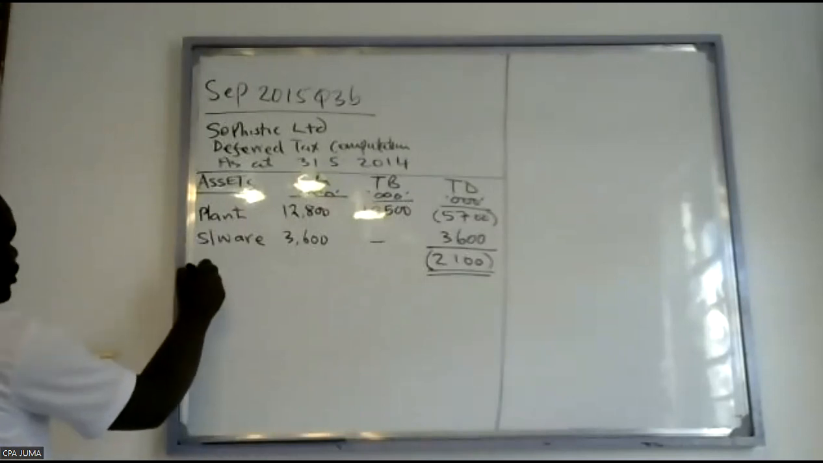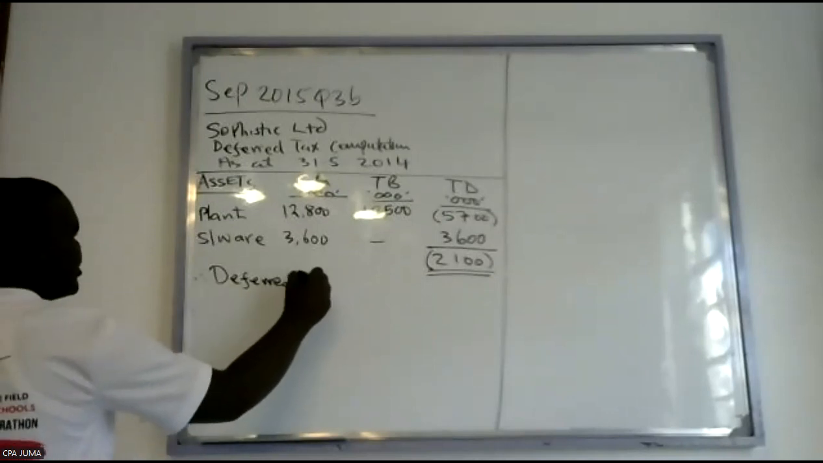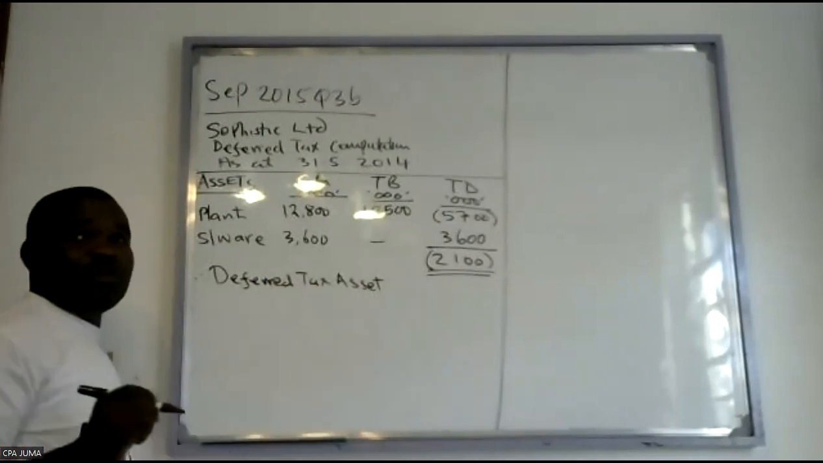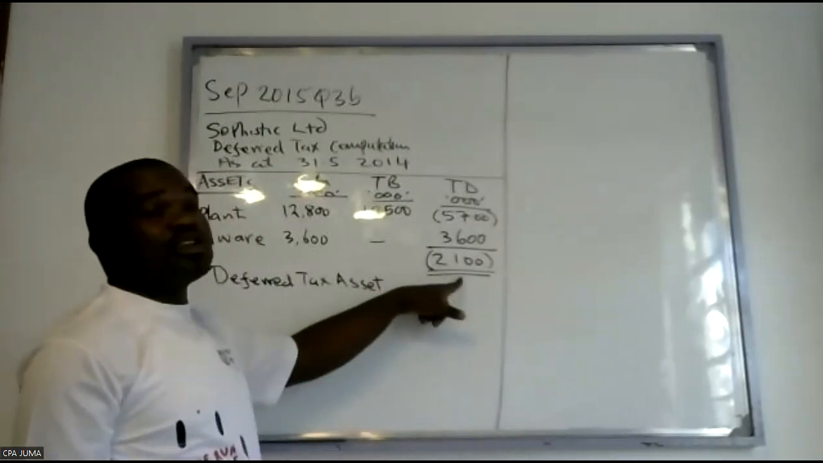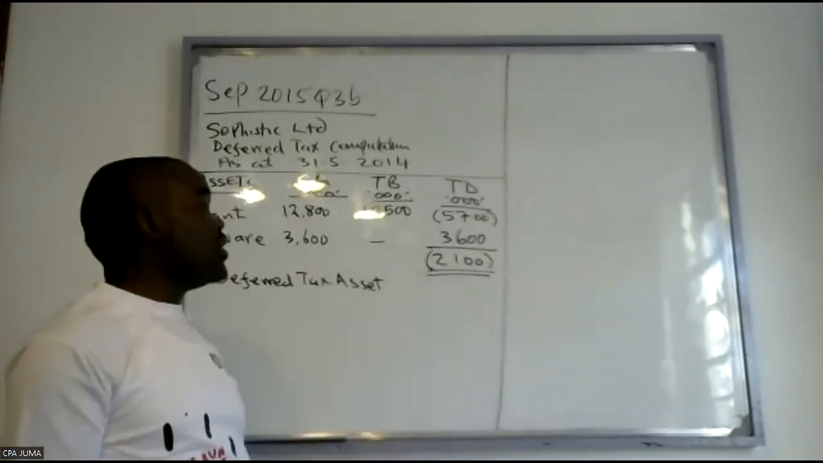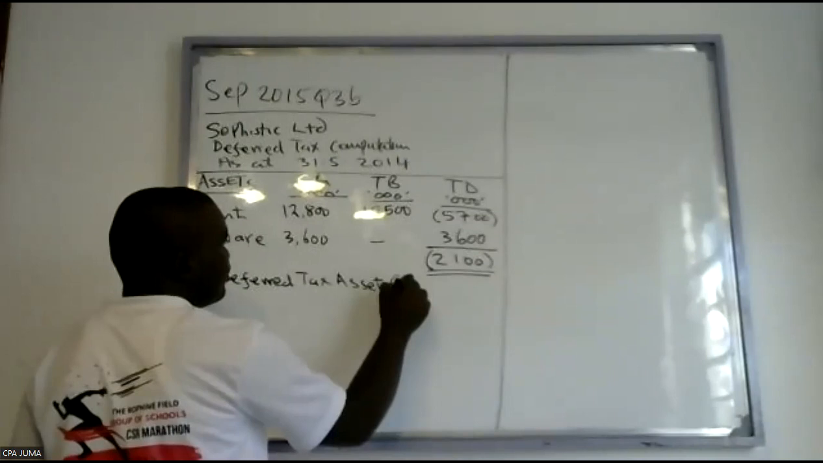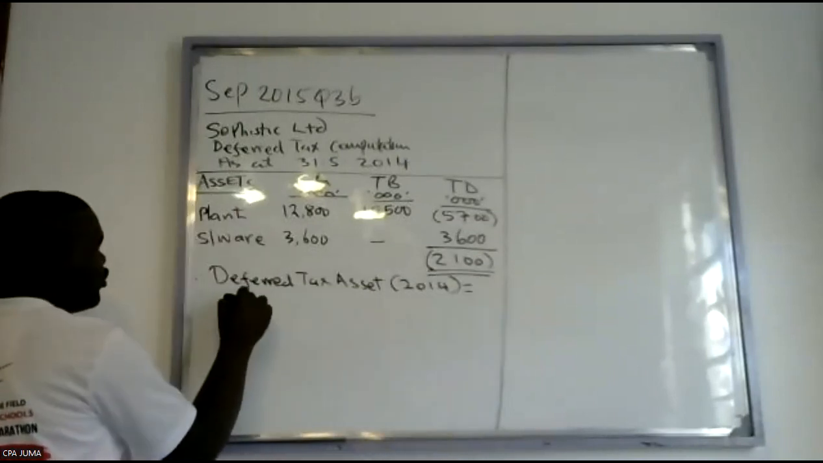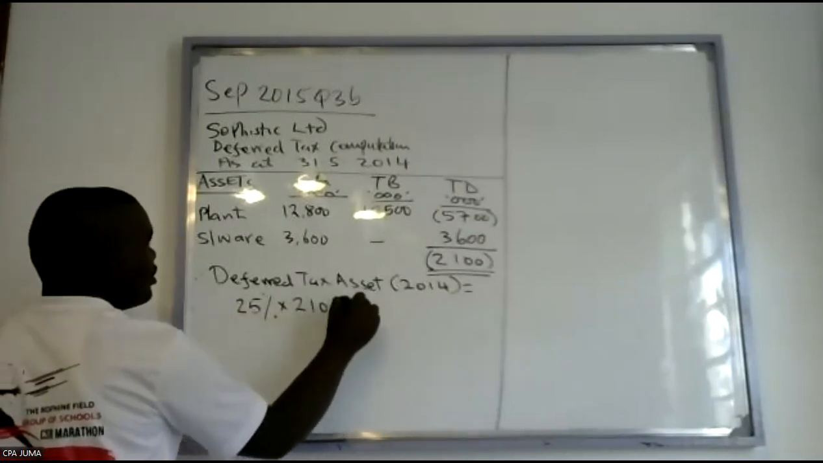Therefore, deferred tax assets. This is an asset. Negative, after adding we put a negative, that is receivable. So this is an asset because it is negative. We are not paying. So deferred tax asset for 2014 is equal to 25% times the 21.